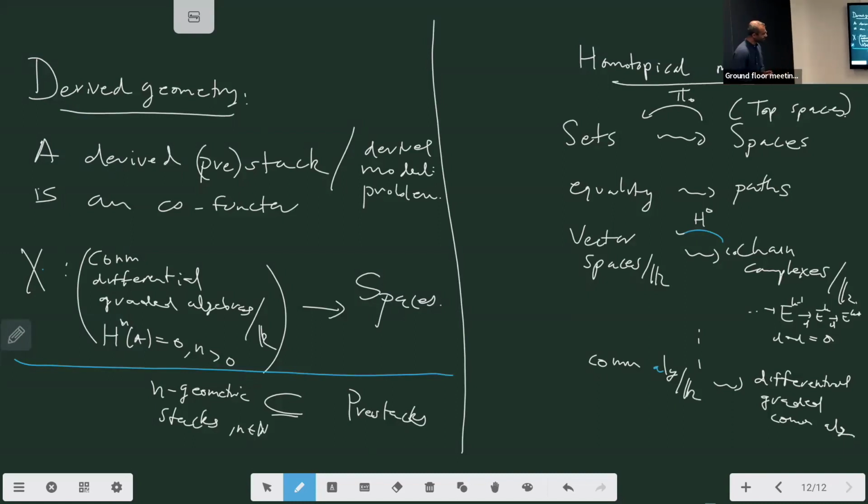So the basic question is, given a derived moduli problem, is it representable by an n-geometric stack for some n? That's the kind of question you can ask. You can also do the analog of formal moduli problems.